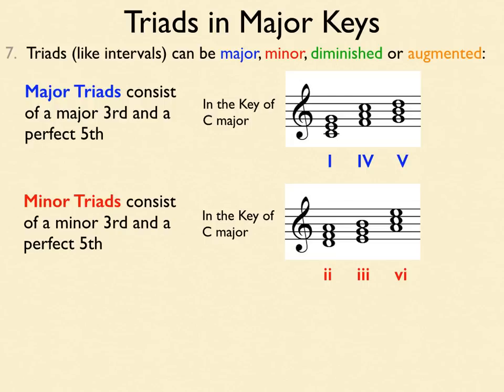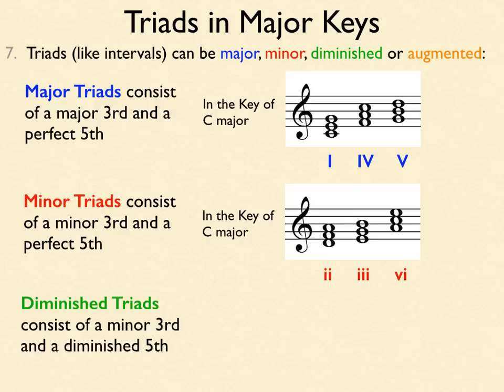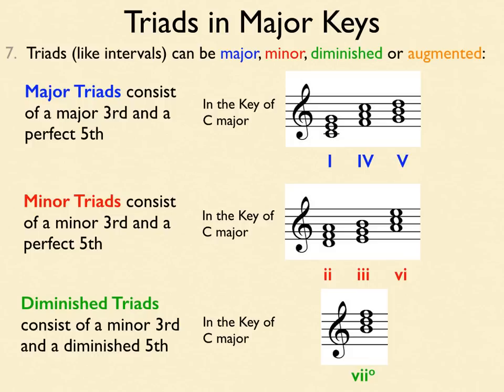There is one more triad which you need to know in major keys, and that is your diminished triad. They consist of a minor third and a diminished fifth, and in all major keys this is going to occur on your leading note triad. So in the key of C major, which I've given you the leading note triad for, you can see that the distance between the root and the third, or the B and the D, is a minor third, and the distance between the root and the fifth, or the B and the F, is a diminished fifth.